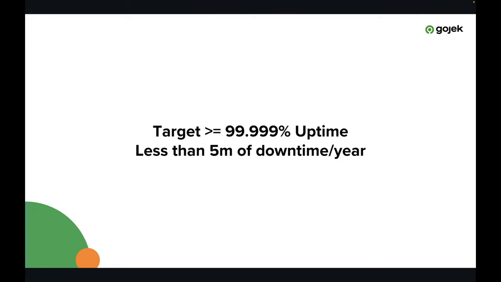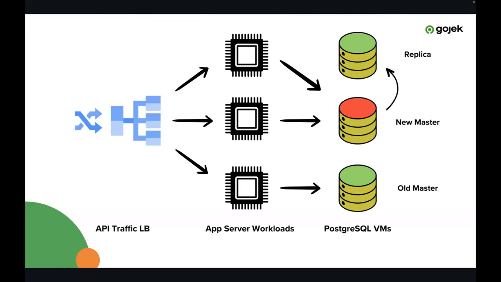So what we wanted is a target of around five nines of uptime, less than 5 minutes of downtime, which is very much achievable with today's systems. But as you scale up from the ground up, you have just one PostgreSQL node running, serving all the traffic. This is a bit daunting. So yeah, let's discuss how and why this is important.